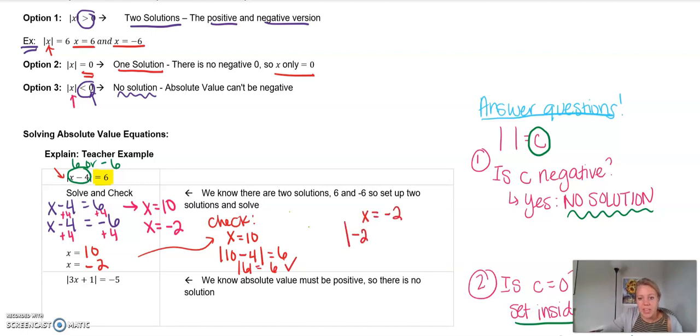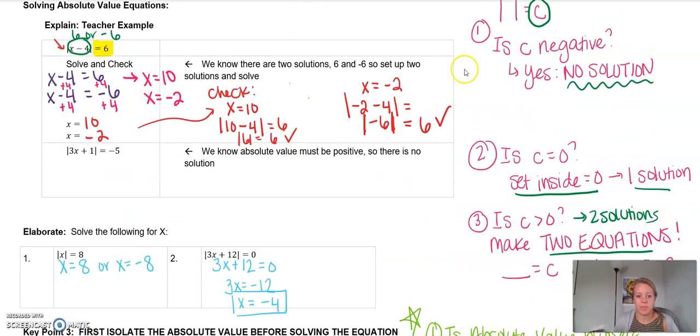Let's check the x equals negative 2. So I take the absolute value of negative 2 minus 4, and I want to see if that's equal to 6. Well, negative 2 minus 4, that's negative 6. But when we take the absolute value of that, we still get 6. So this is still a true statement.